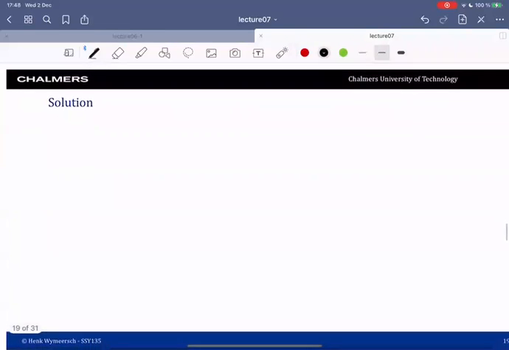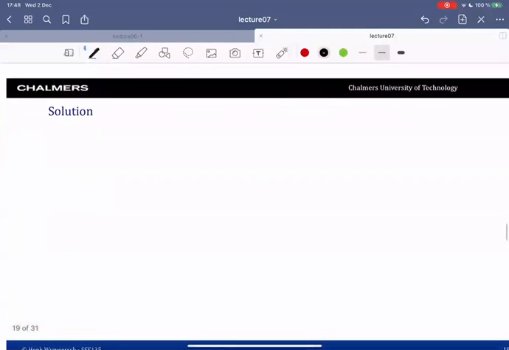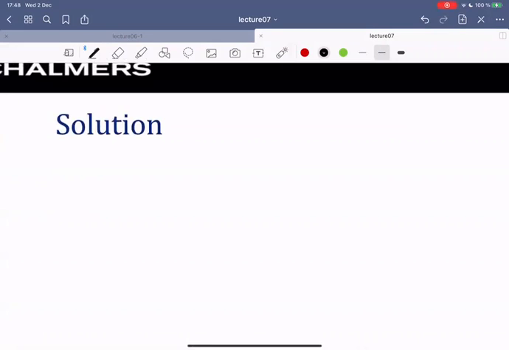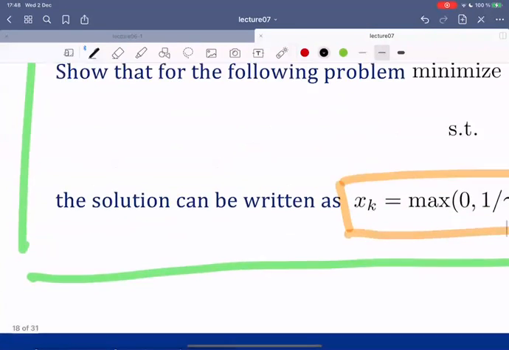So welcome back. In the next slide, I've written down the solution to this, but I will try to do it explicitly here. I think it's worth doing this once. I hope this will work out. All right, so we want to minimize with respect to x a problem. Let's see how it was written.